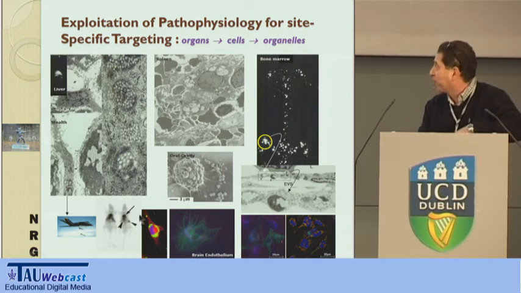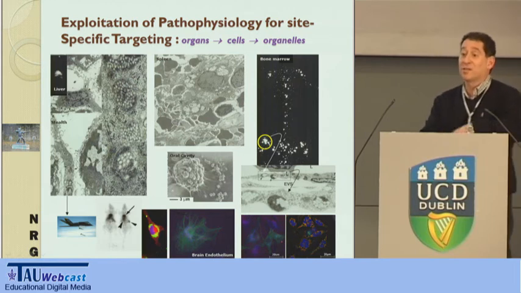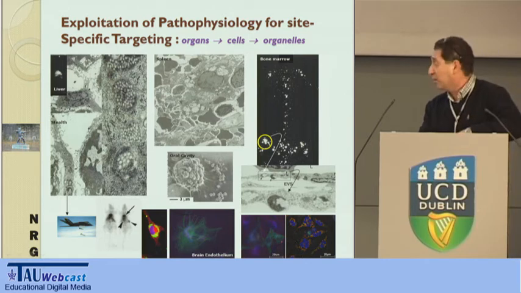This has not been published. We are trying to get a few patents for protection at the moment. We are also going into different types of cells, including macrophages, for organelle-specific targeting, in this case mitochondria, which you can see in these pictures.